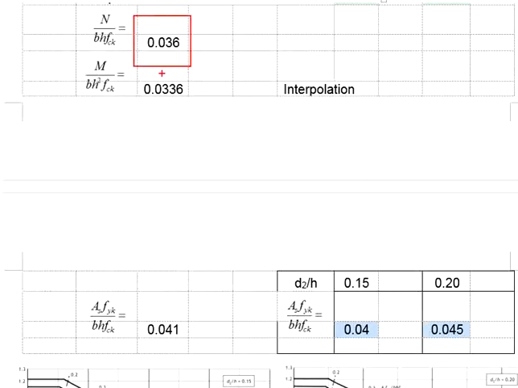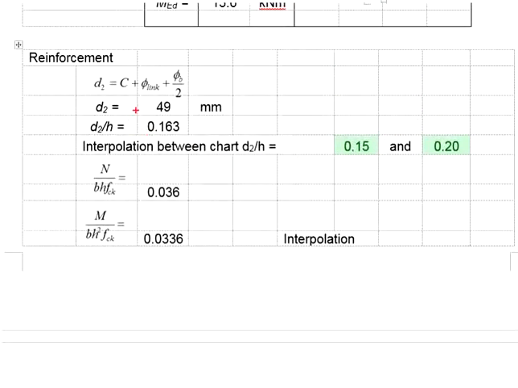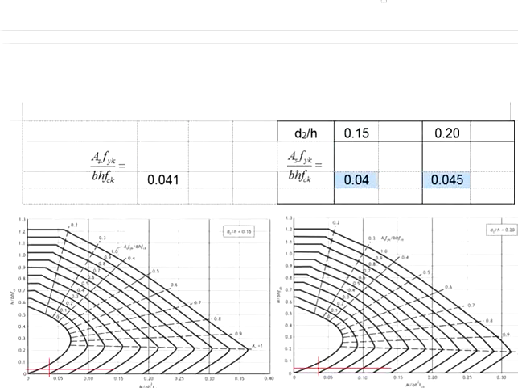That means for these two points here, referring to the chart, different charts give you different results. We are interested with the d2 per h equals to 0.163, and you have the results for 0.15 and 0.20. You may do some interpolation calculations. And then we get the As fyk divided by b h fck equals to 0.041.